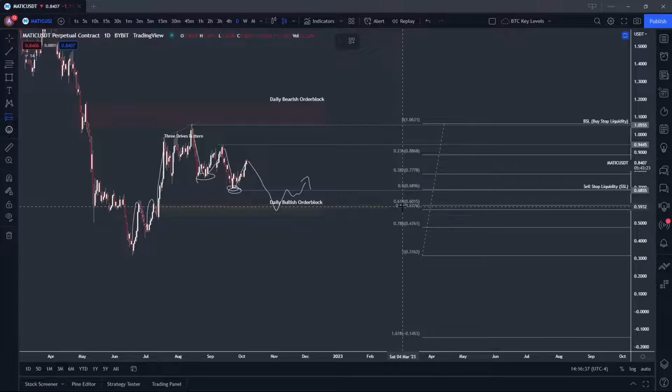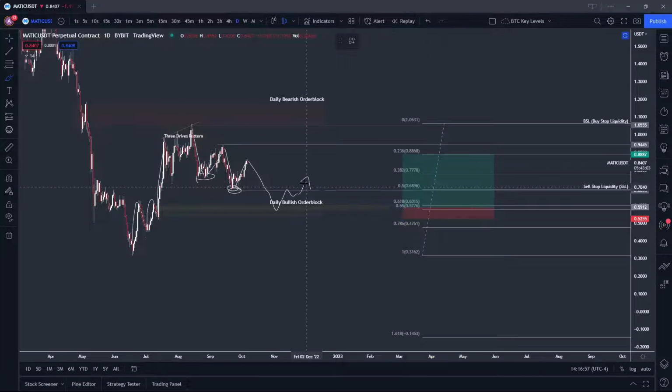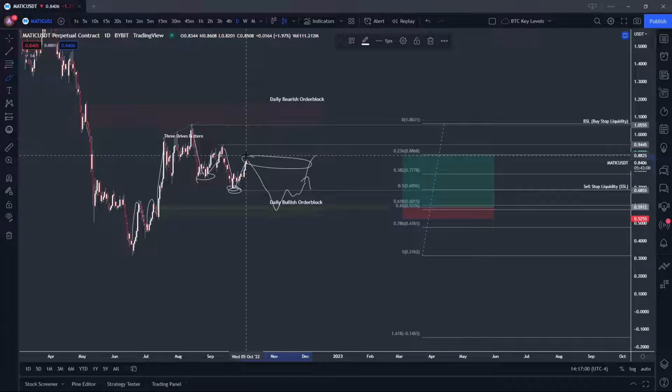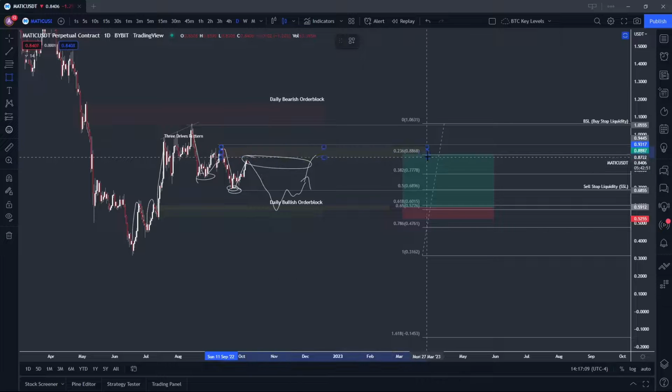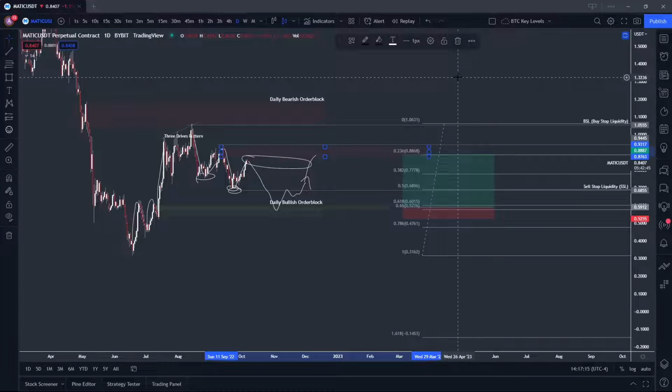So I'll probably enter on this golden pocket into this order block while it's sweeping liquidity, and I'll put my take profit targets on probably a sweep of the liquidity right here. So once this moves up, we'll sweep this liquidity, and then possibly reversal on this bearish order block right here. So that is how to use order blocks.